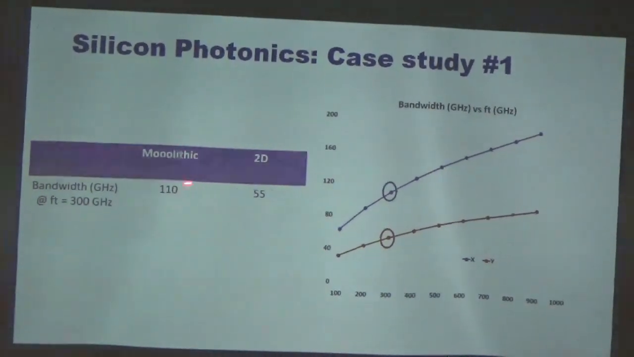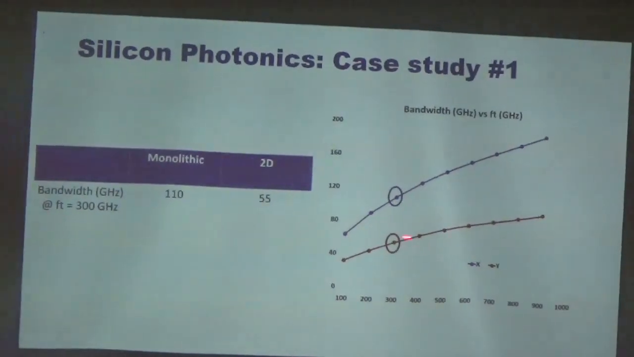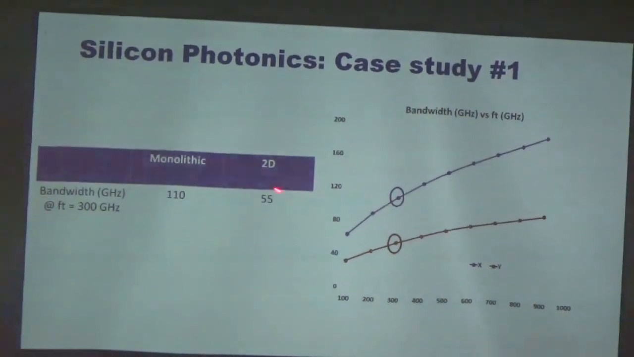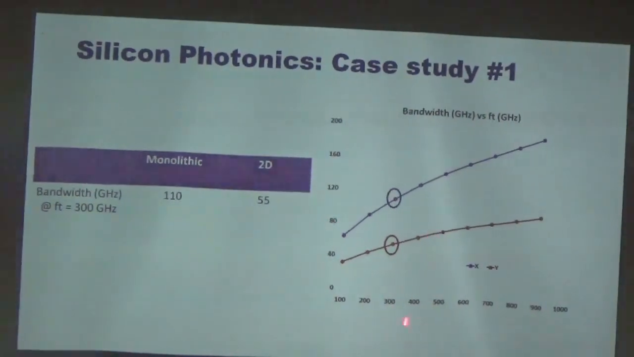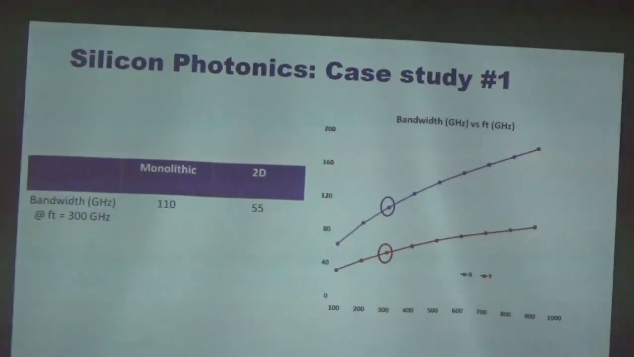So you can see with monolithic, you almost get 110 gigahertz. Assume your FT is around 300 gigahertz. So this is the bandwidth you will get. And with the 2D integration, you will get only 55, almost half of the bandwidth you will get in this case.